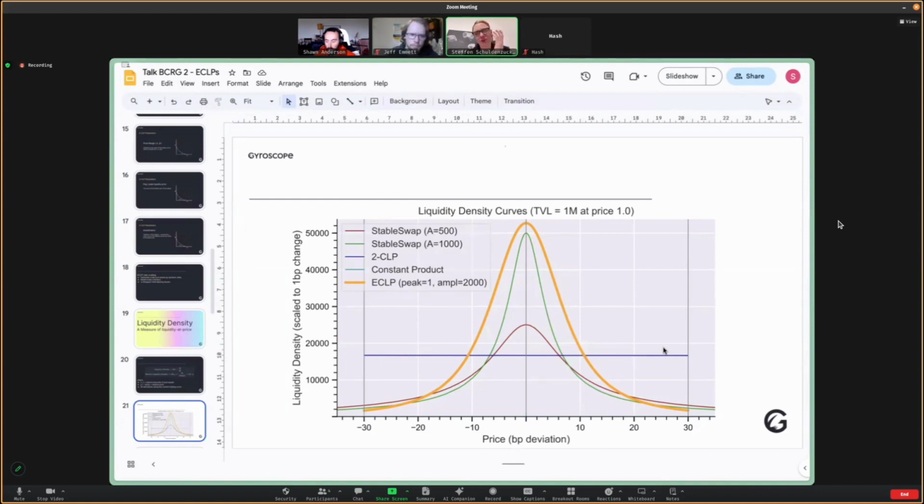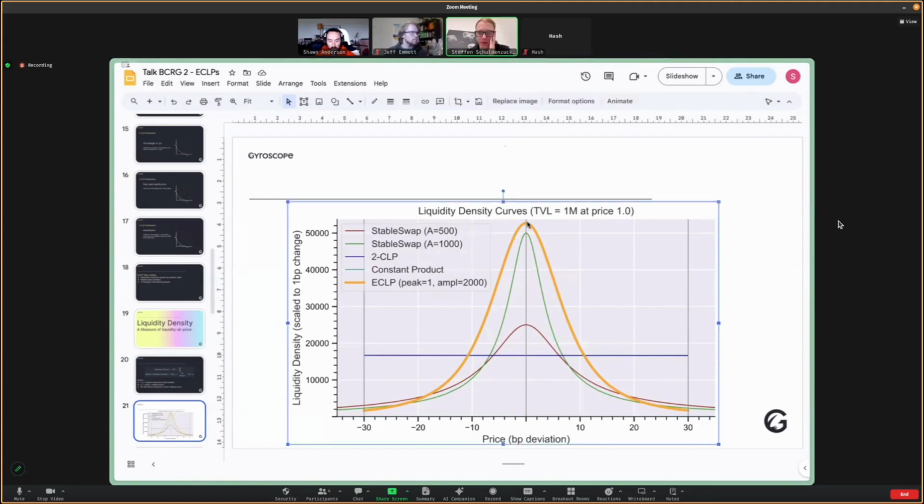And right, if we compare these liquidity curves here, we can see that the ECLP has concentrated liquidity. It has the peak here. So again, that corresponds to the rotation of the ellipse. If you rotate it more, this will move up, I think. If you rotate it less, it will move down.